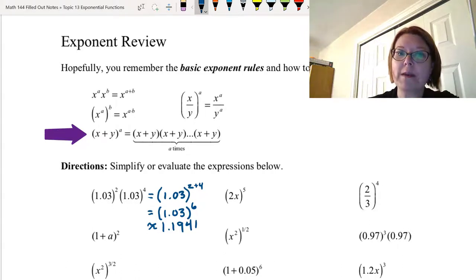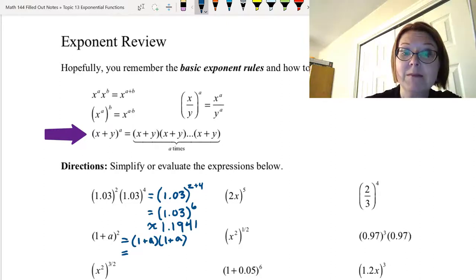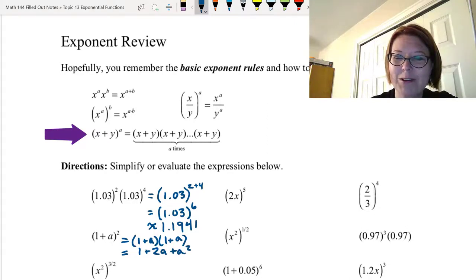Okay, moving on. (1 + a)^2 is this rule, (x + y)^a, the one where we have to multiply them all out. So this would be (1 + a) times (1 + a), and if we were to multiply that out, we would have 4 terms. Adding them together, we'd have 1 + 2a + a^2. I've skipped a step there, but hopefully you can do the algebra in between.